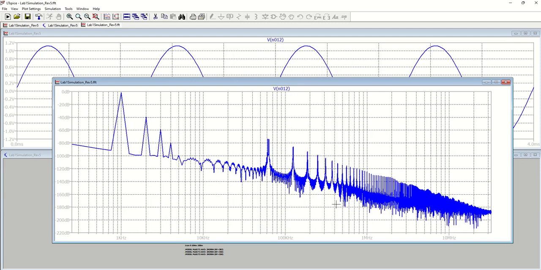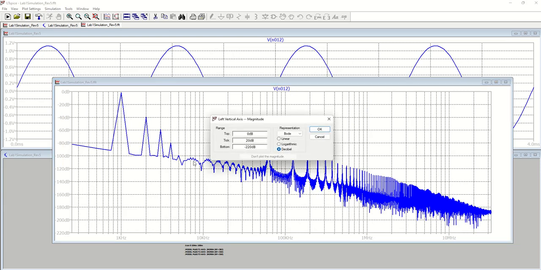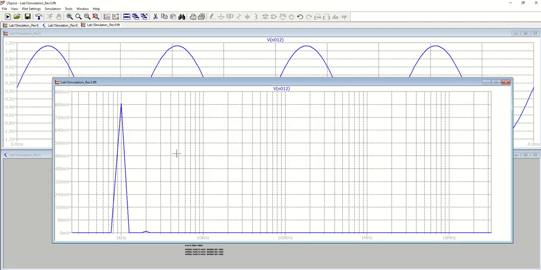And looking at this, you might think, well, the whole thing's noisy. Well, what we're going to do is change the y-axis from decibels to voltage to make it linear. And there we have it. So this big spike is our fundamental frequency. And then you can see this little bit of distortion on the second harmonic.